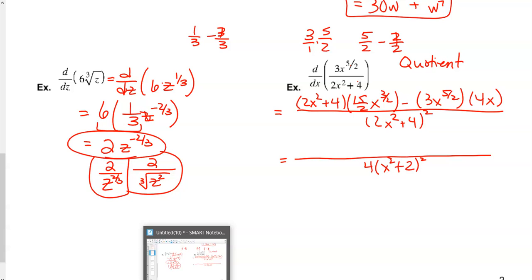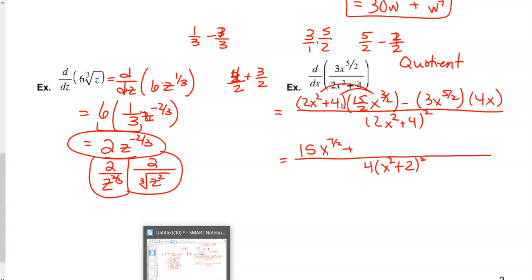All right, let's distribute the top. So this times this, and this times this. Now, let's do 2 times 15 halves. Again, the 2s are going to cancel. If you're shaky on your fractions, make sure you use your scientific. And I have x to the 3 halves times x squared. So that means I have to add those exponents. So 2 plus 3 halves, this gives me 4 over 2 as a common denominator. So that 4 halves plus 3 halves gives me 7 halves as my fraction.